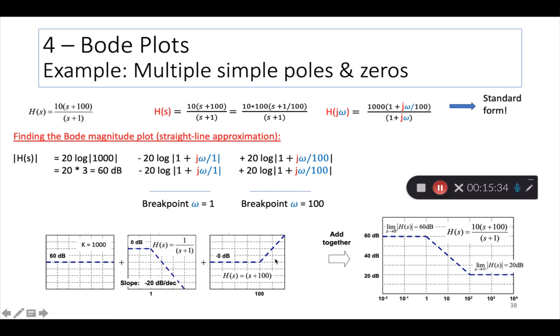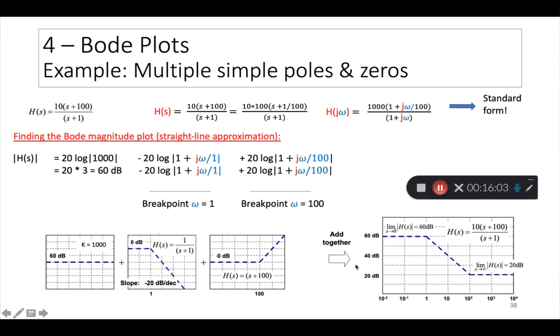Now let's look at the zero. The zero is s plus 100, which means its break frequency is 100. It follows the same rules. It's 0 until it hits that break frequency, and then it starts to rise at the opposite rate, which is plus 20 decibels per decade. So I hope you see how these three factors have been plotted.